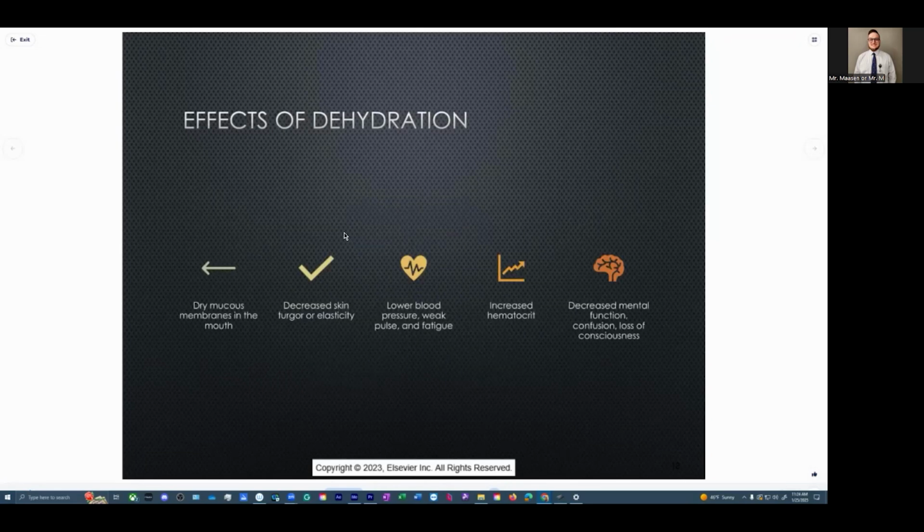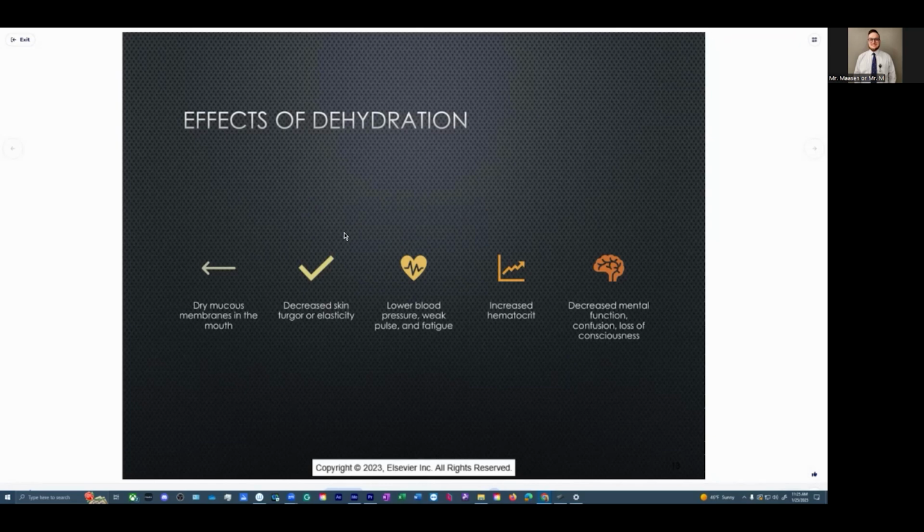So, what do the effects look like? What does it look like to be dehydrated? Someone's going to have dry and really rough membranes in their mouth. Those are known as mucous membranes. Really, really dry, chapped lips, dry around the mouth. They're not going to be pink and moist.